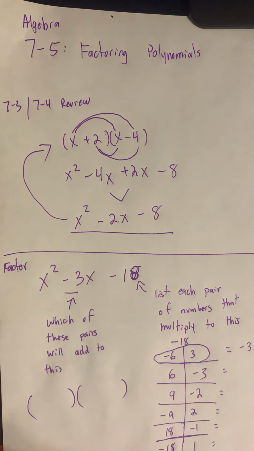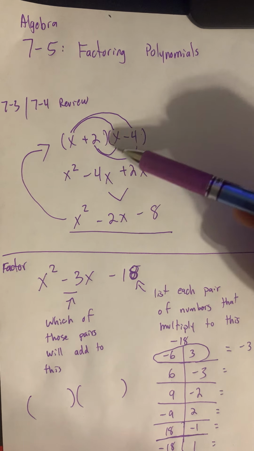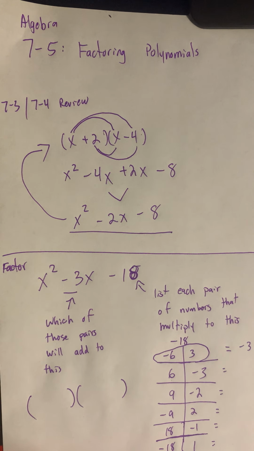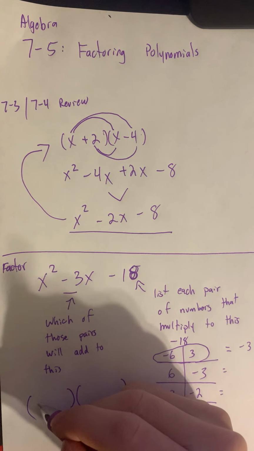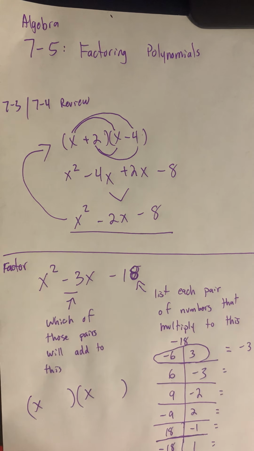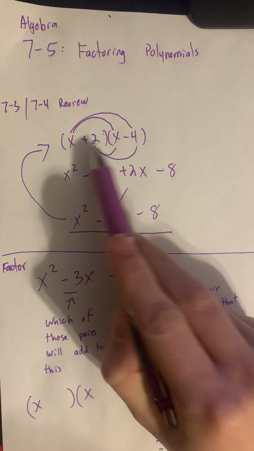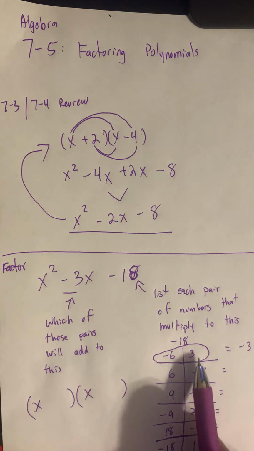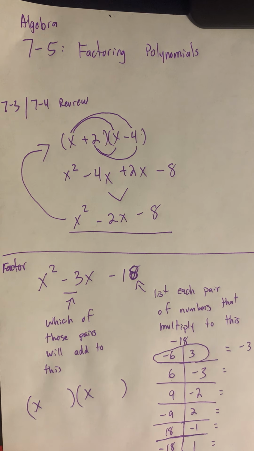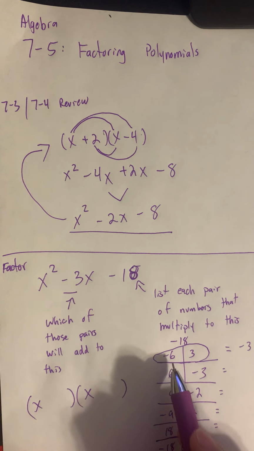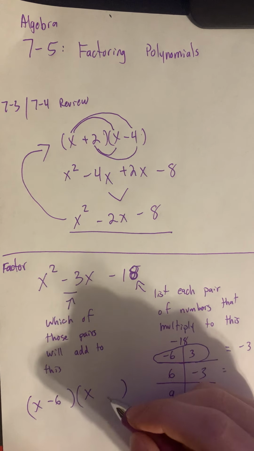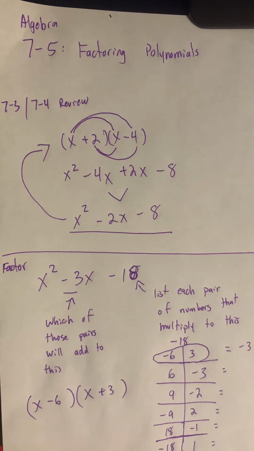So when we write our answer, it's going to be like this. Remember, we're given this, and we're trying to go back to these two things here. So we're going to write two sets of parentheses. And in the front of each set of parentheses, we're going to put an x, just like they have here. And then we're going to put both of these numbers into the second part of our binomials. So x minus 6 and x, this is a positive 3, so plus 3. And this would be the factored form of this.